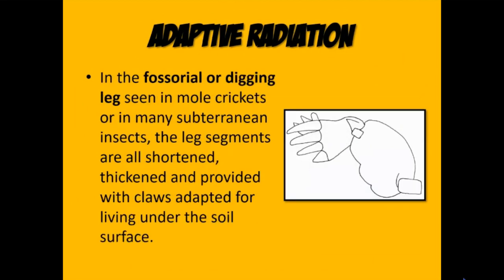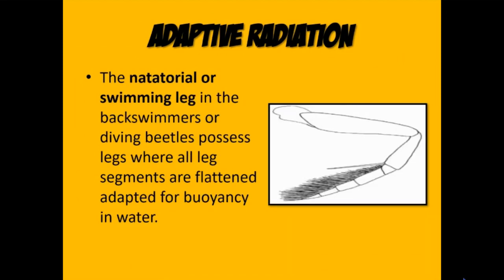Next is the fossorial or digging leg, seen in mole crickets or in many subterranean insects. The leg segments are all shortened, thickened, and provided with claws adapted for living under the soil surfaces. The natatorial or swimming leg in the back swimmers or diving beetles possess legs where all leg segments are flattened, adapted for buoyancy in water.